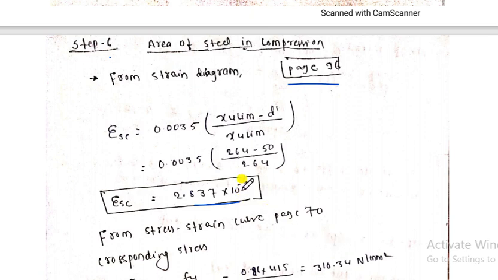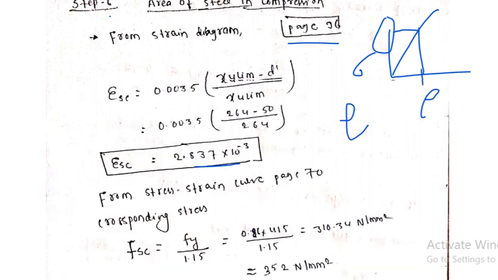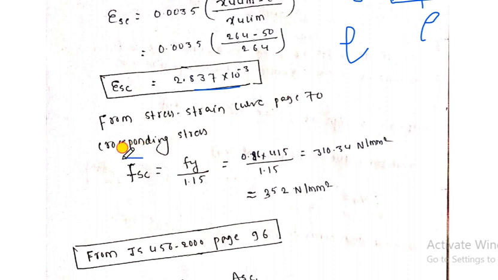If we have the strain value, 2.837 into 10 to the power minus 3, then from the stress-strain diagram we can easily calculate the value of stress. So from the stress-strain diagram we need to calculate the stress of steel in the compression zone, that is fy divided by 1.15, where 1.15 is the safety factor. So let's see page number 70.